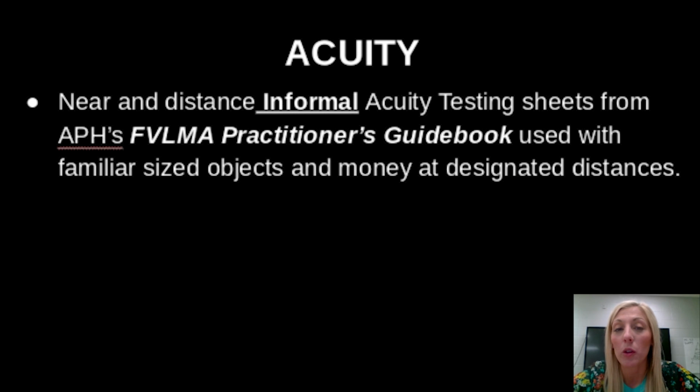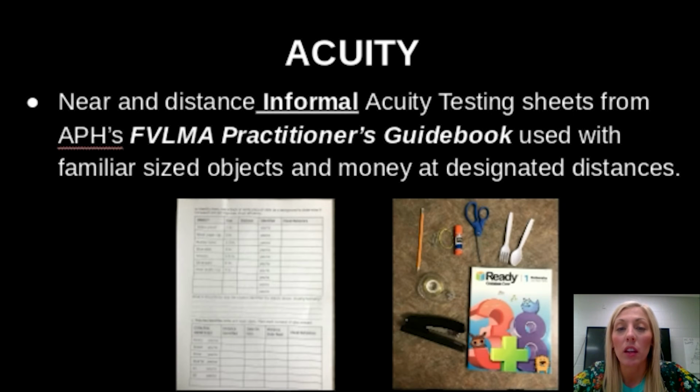For informal acuity, a resource that I really love to use is APH's FELMA Practitioner's Guidebook. They have a section for near and distance informal acuity testing sheets. This is just an example that shows us using familiar sized objects and money at designated distances. So if a student doesn't know their shapes or their pictures or things like that, these are familiar objects that they might be able to say, oh, that's scissors, that's glue. It's things that we see in the school as well.